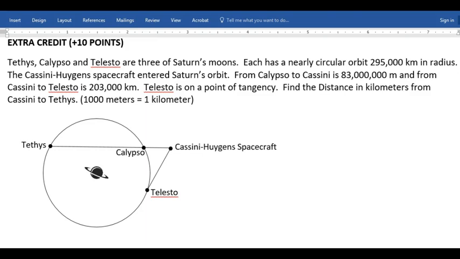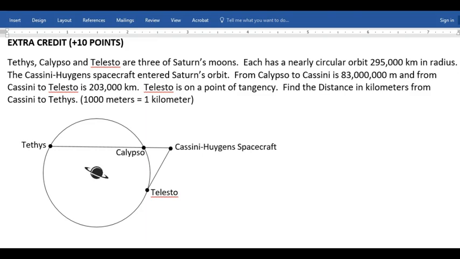So let's read this extra credit problem. Tethys and Calypso and Telesto are 3 of Saturn's moons. Each has nearly a circular orbit, 295,000 kilometers in radius. The Cassini-Huygens spacecraft entered Saturn's orbit. From Calypso to Cassini, it's 83 million meters. And from Cassini to Telesto, it's 203 kilometers. Telesto is a point of tangency. Find the distance in kilometers from Cassini to Tethys, however you say that, y'all.